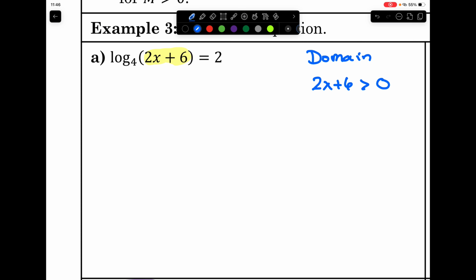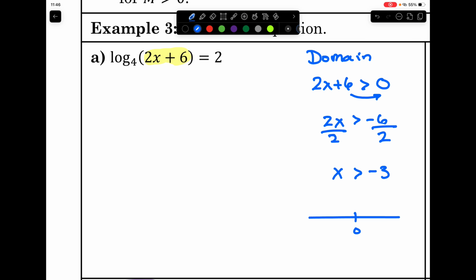Solving this inequality, we move the 6 to the other side, making it negative 6. So 2x is greater than negative 6, and we divide by positive 2. So the value of x will be greater than negative 3. Whatever solution we have has to be within the boundary of the domain, so that number has to be bigger than negative 3.